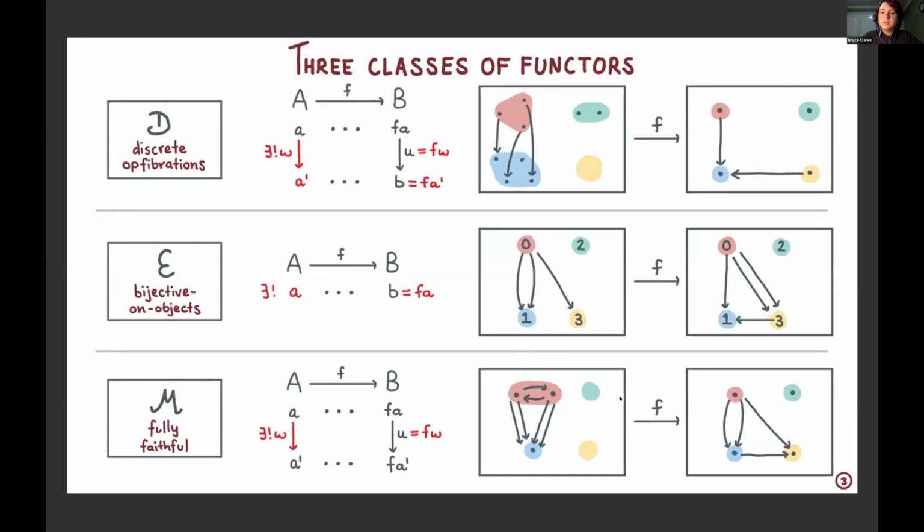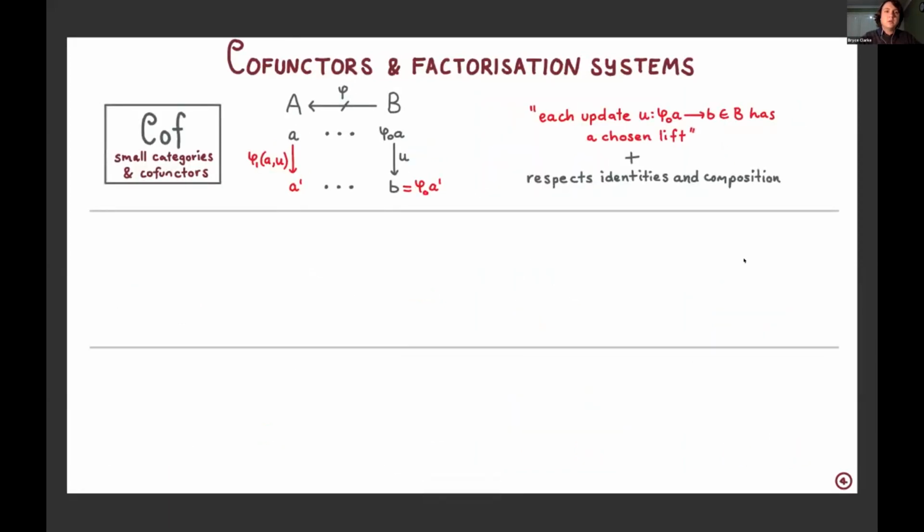And here we can see a very simple example of a fully faithful functor as well. And so this would be a full subcategory up to equivalence. And so using these 3 classes of functors, we want to somehow build up our understanding piecewise.